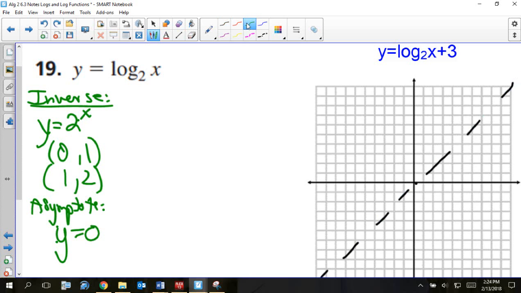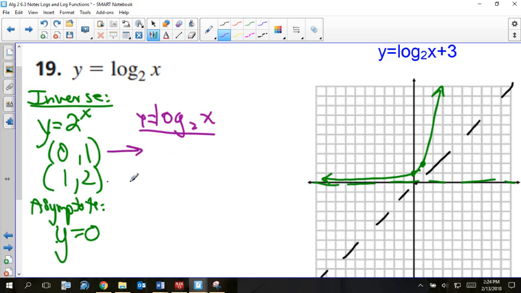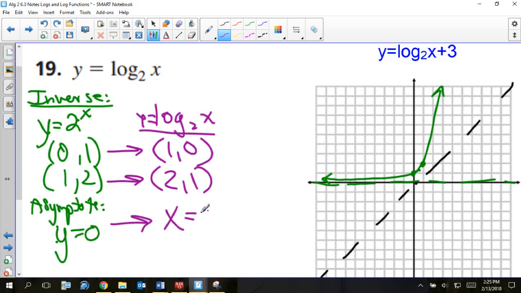So I'm going to graph my asymptote, y equals 0. I'm going to graph 0, 1, 1, 2. If I need more points, I can find them. And then I'm going to do the log, the inverse, the log. I switch everything.